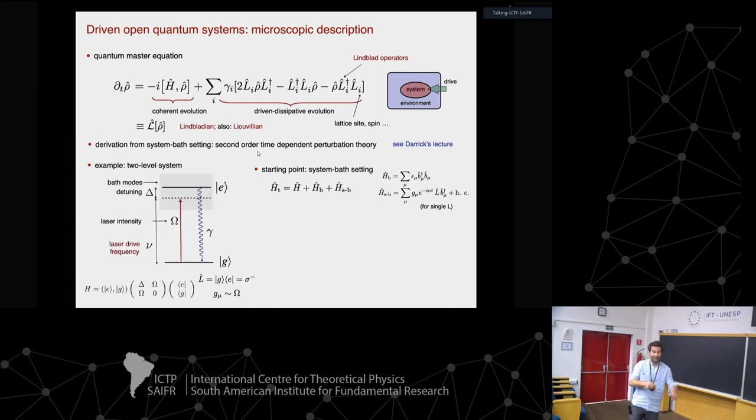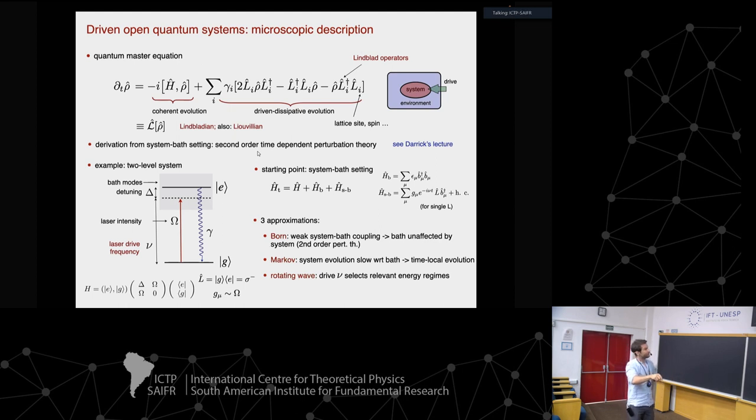Now, just to make it concrete, for this example of a two-level system, that would be the system Hamiltonian. The Lindblad operators would be, if we only consider spontaneous emission, just a conversion from the excited to the ground state, and that goes via the emission of photons here, and the coupling strength here, this g_{μν}, that's really the strength of coupling the system to the bath.